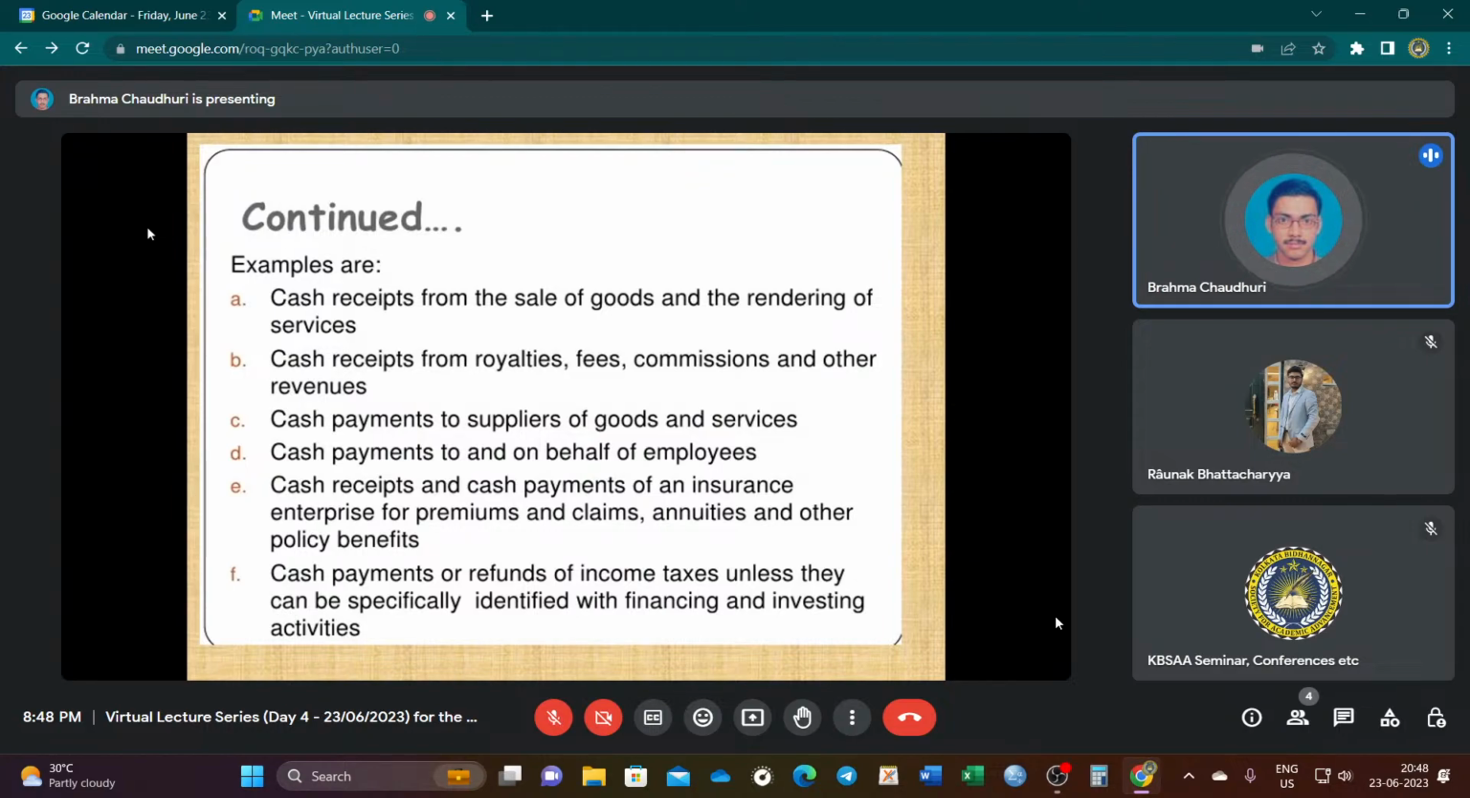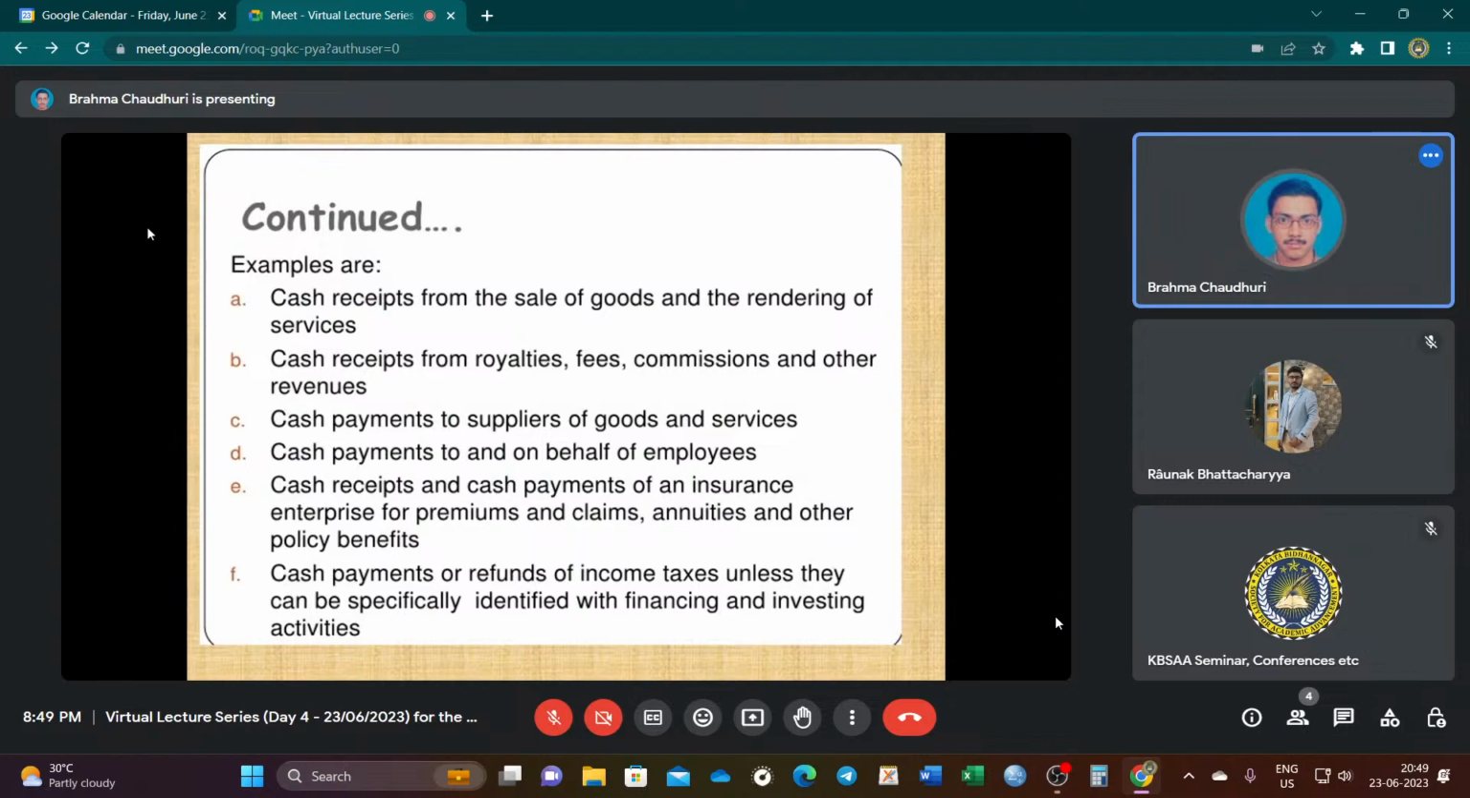So when cash inflow or outflow arises due to these operating activities like the sale of goods or receipts from royalties, fees, commissions, payment made to suppliers of goods and services, purchases of goods, operating expenses, payments towards the employees, that is the wages and salaries paid, receipts and payments in the form of insurance claims, annuities and other policy benefits, payment of income taxes, refund of income taxes, all these come under the purview of operating activities. So cash inflow or outflow arising from all these operating activities are the cash flows from operating activities.